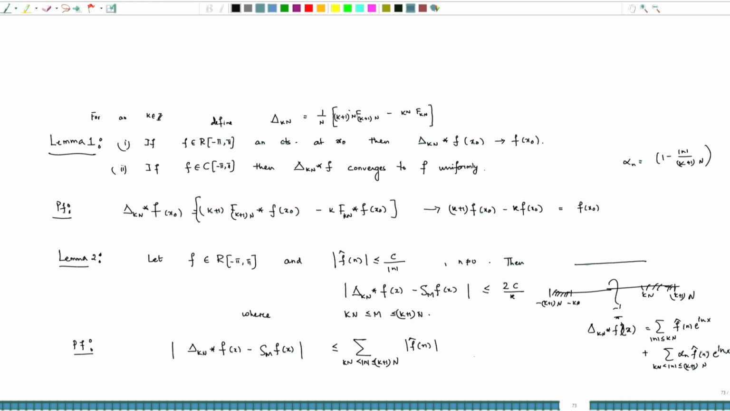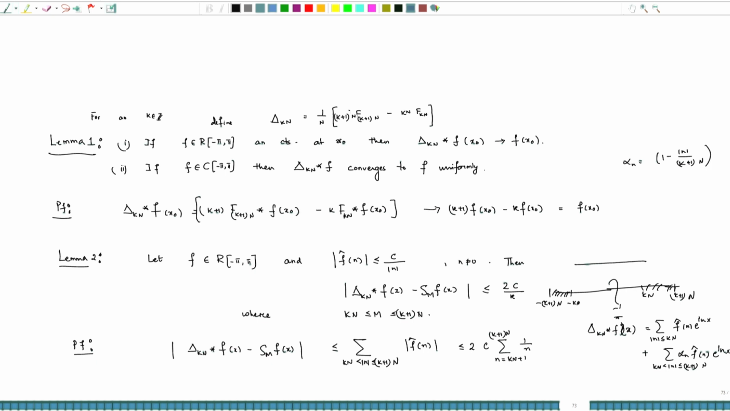So, irrespective, now it is given that f hat of n is less than or equal to c by mod n, because we are taking the 0 outside. So, now this would be less than or equal to 2 times c, which will come out, times the summation over n equal to kn plus 1 to (k+1)n of 1 by n.